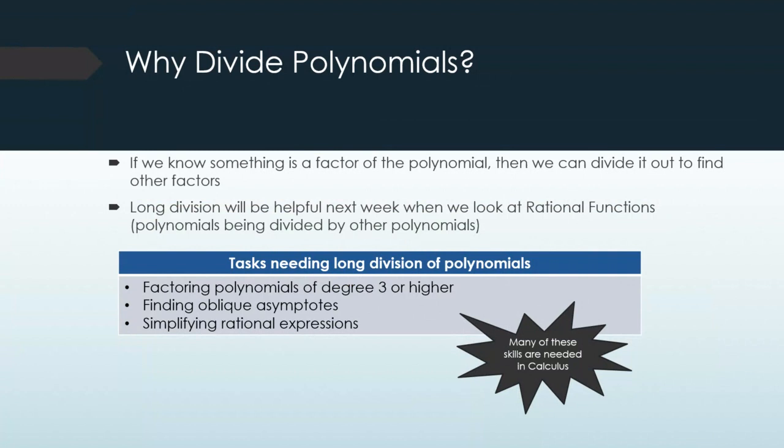So specific tasks that need long division of polynomials are factoring polynomials of degree 3 or higher. If it's degree 2, you can use the quadratic formula, or just factor by guessing and checking, any other method. You need it to find oblique asymptotes, which we'll do next week. You can also use it for simplifying rational expressions, which you often need to do in calculus. A lot of these skills, the factoring, are also helpful in calculus. So if you're going on in calculus, understanding how to do long division of polynomials is going to be helpful for you.